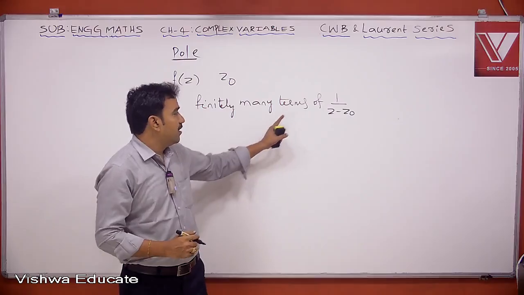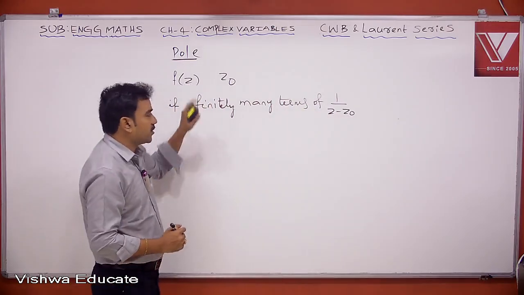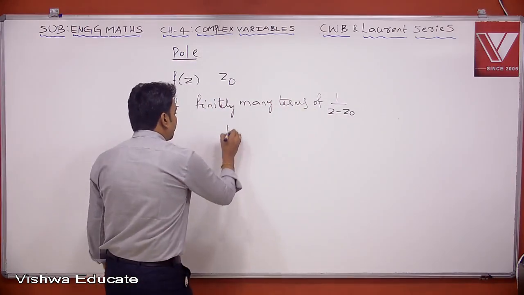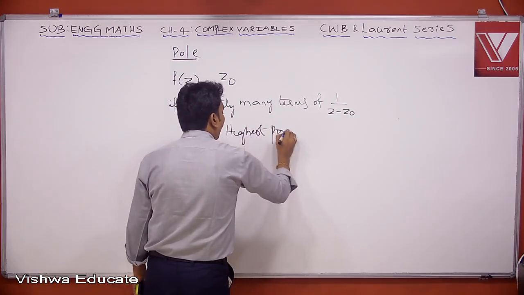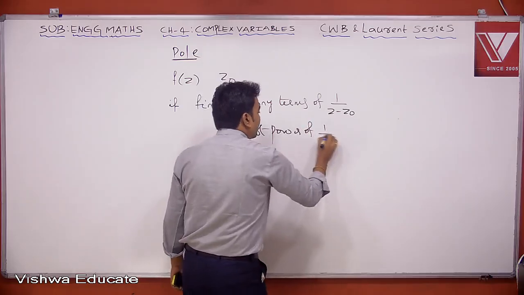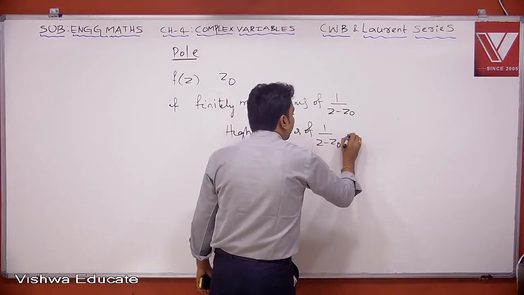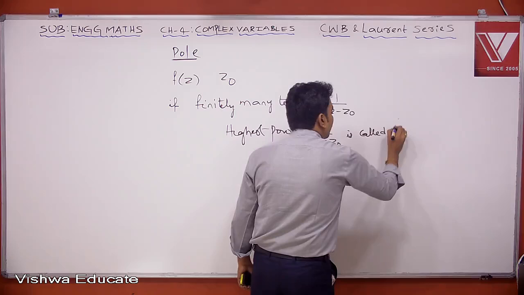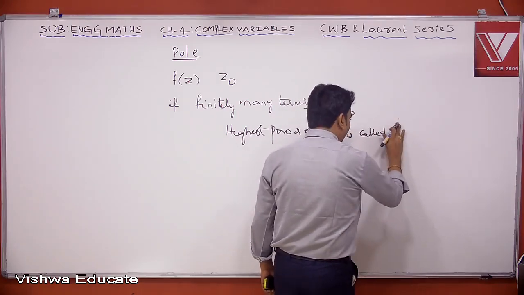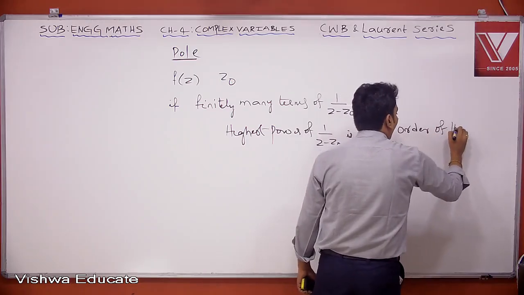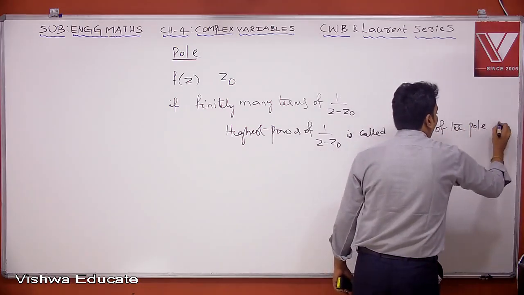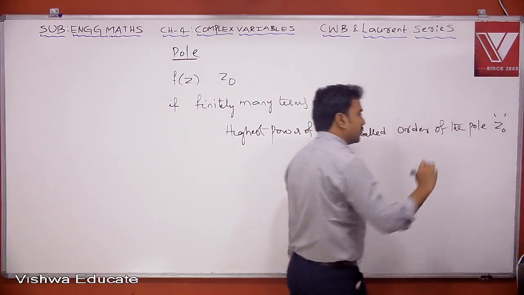In this case, this is called a pole of this function f of z, and the highest power of 1 by z minus z0 is called the order of the pole z0. So the order of poles is very important for us.